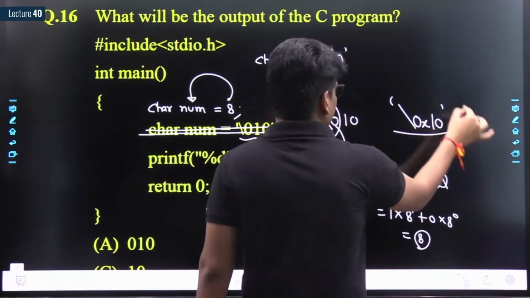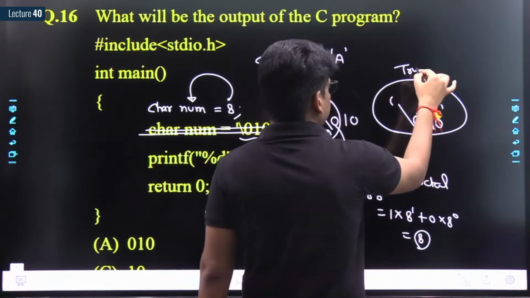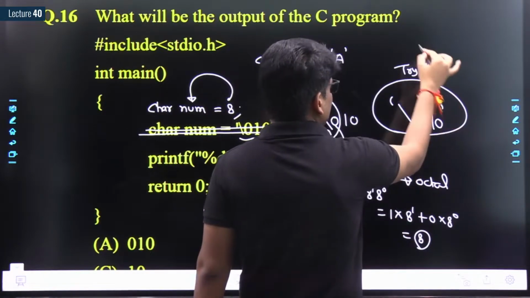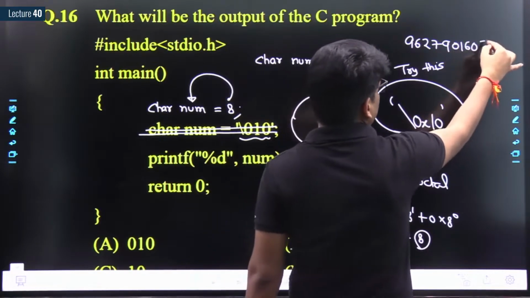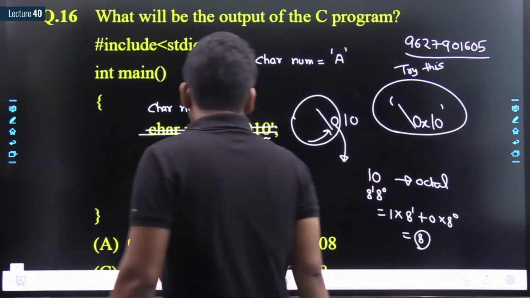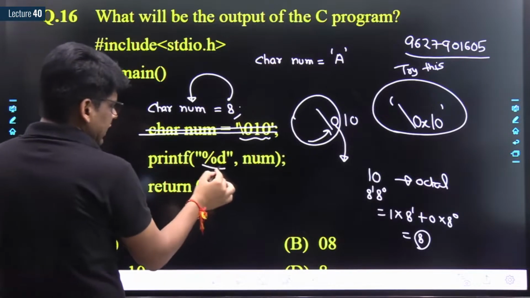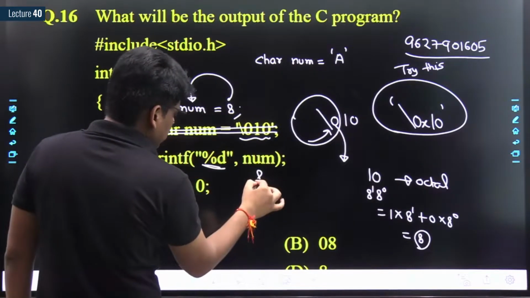/0x10? Try this by yourself. And in case of any difficulty, please feel free to call me or contact me. Then, sir, what is the output? %d and the value of num. I hope the answer is 8.